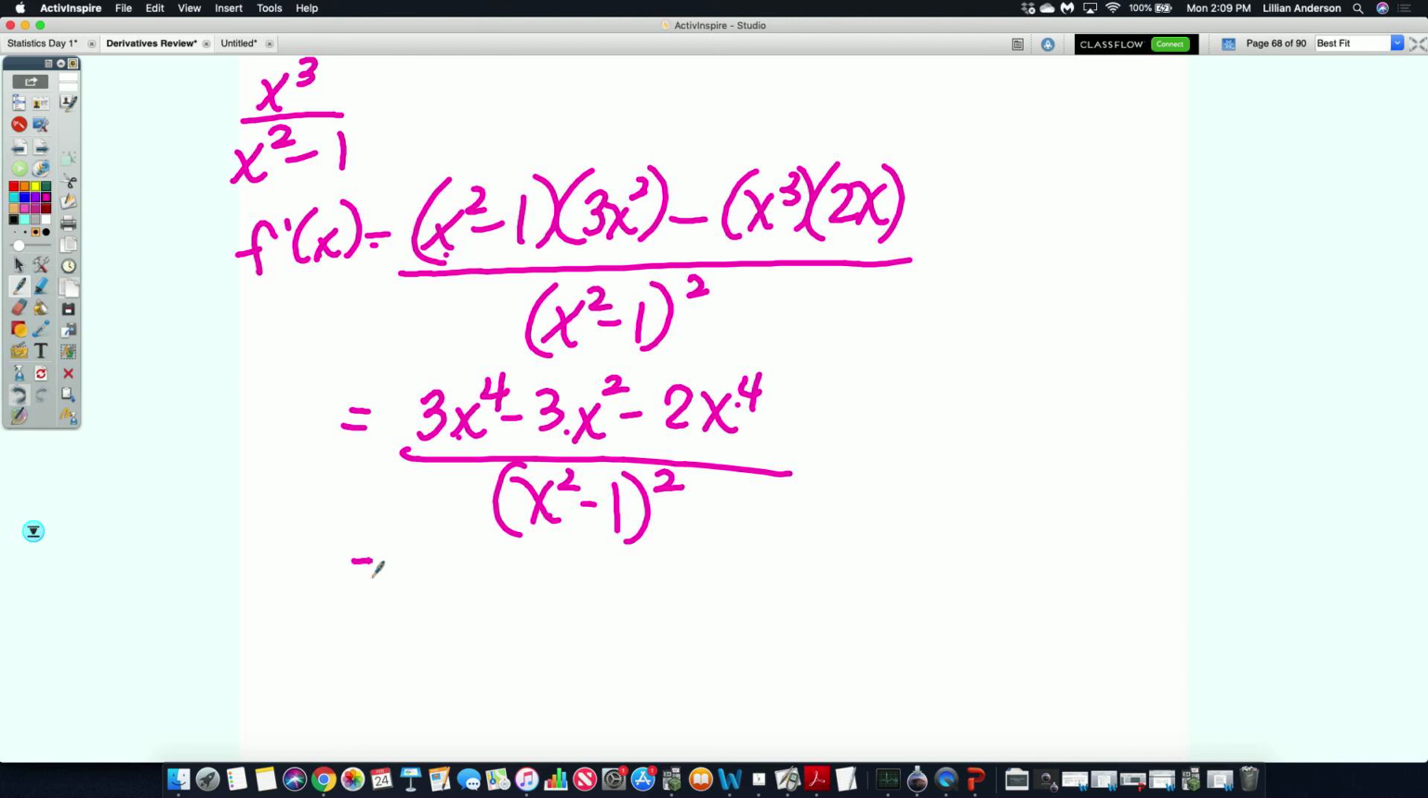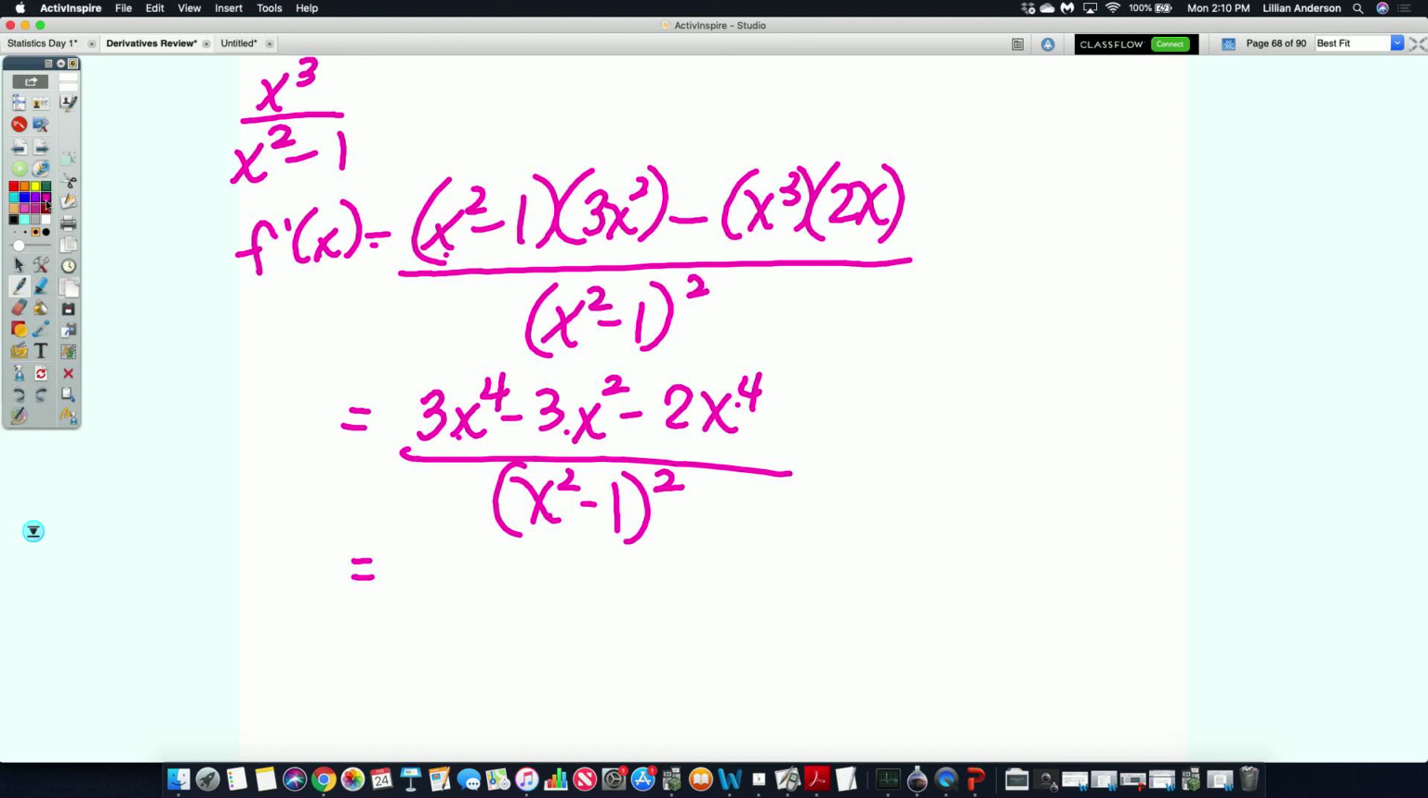Can't we just take one of the x squared minus 1s from the top and the bottom? I cannot cancel this and this. Why not? Because I have that subtraction there. Because of that subtraction with a whole other term, if that second term does not have an x squared minus 1, I cannot cancel them out.